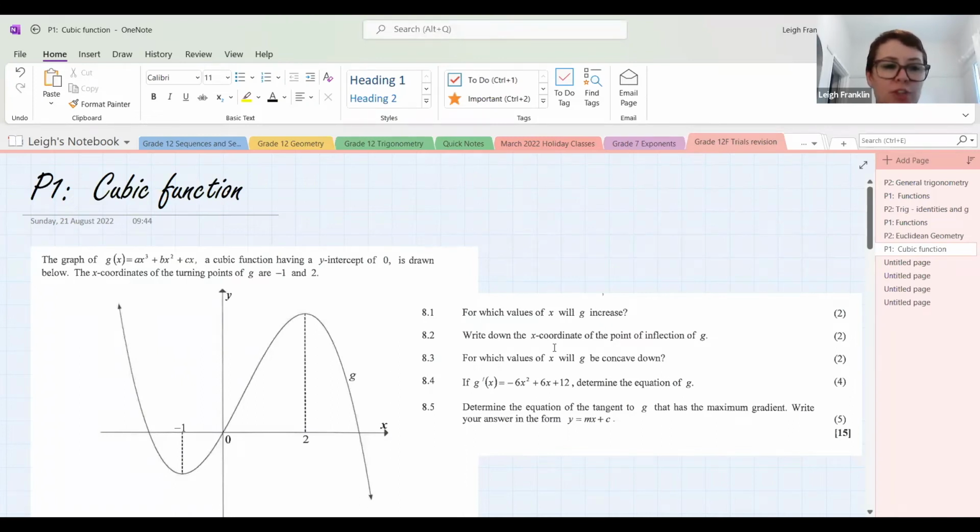We were going to do a bit of revision on the cubic function. This is something that we have done before in a course, but it's worth a lot of marks, and I really think that it's something that is worthwhile for us to go over.